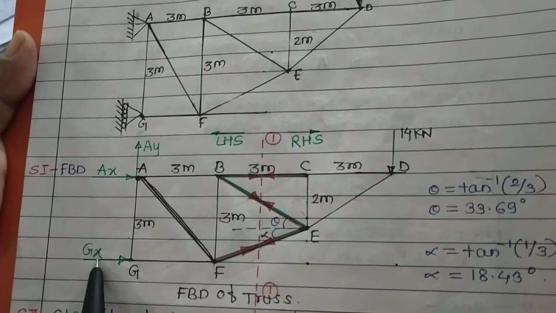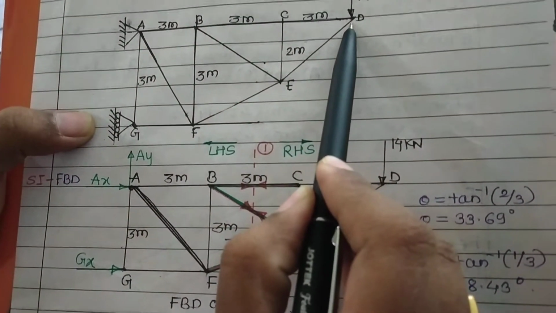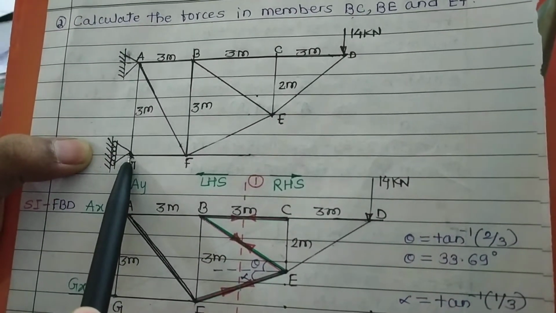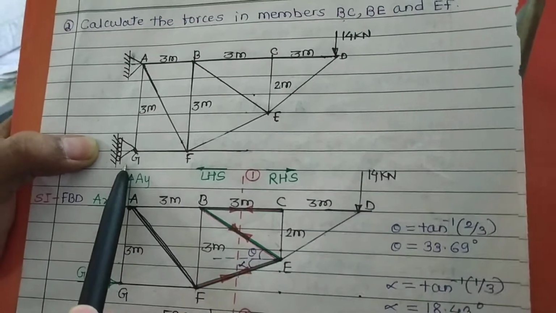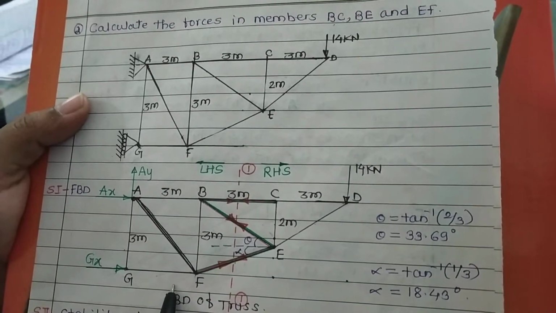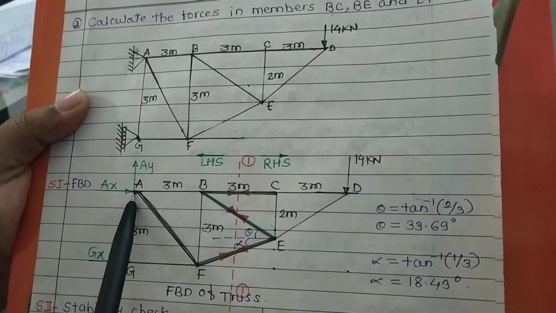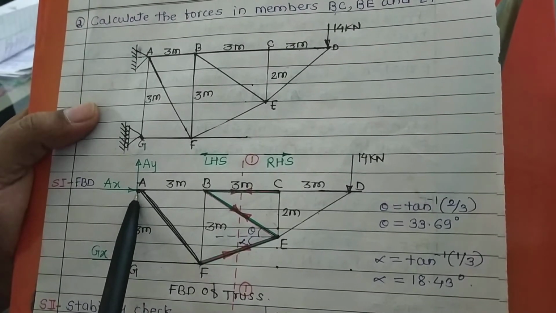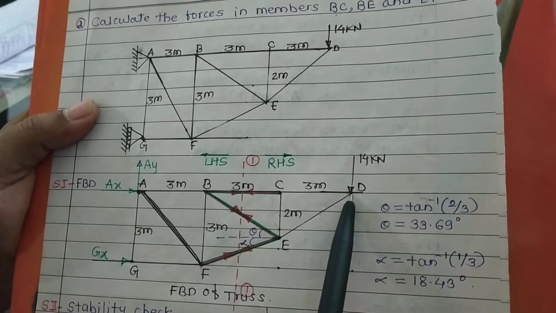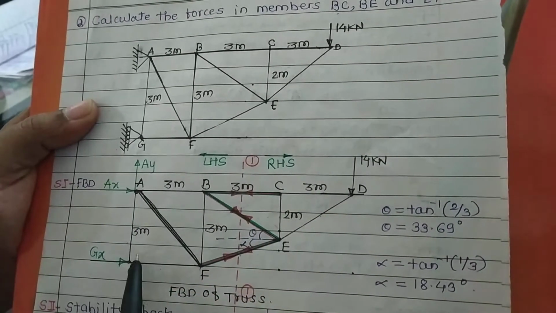For this numerical, the given truss is externally loaded at point D, hinged at point A, and a roller support is provided at point G. The very first step is to draw the free body diagram of the given truss. Provide roller 1 reaction, provide hinge 2 reactions, represent the external load as it is, and show all the members of the truss as it is.